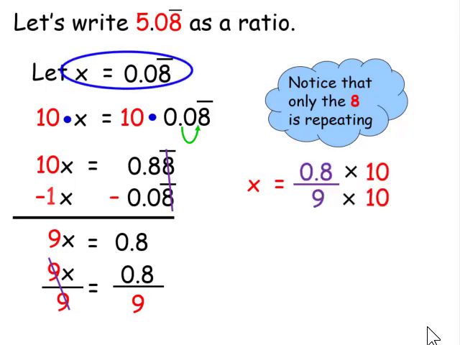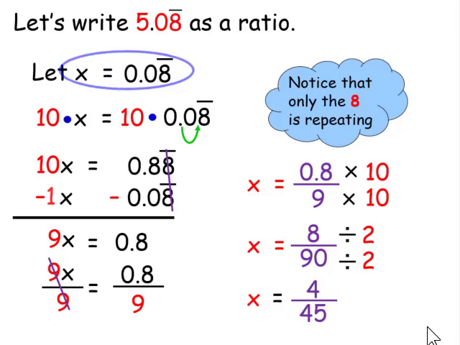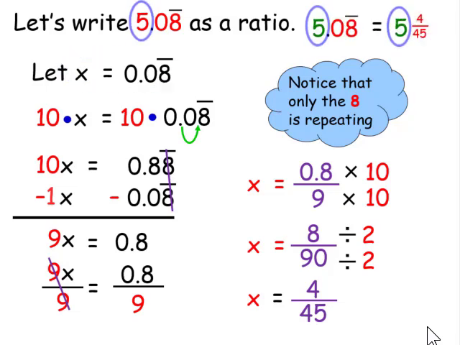Multiply the numerator and denominator by 10 to remove the decimal. X is equal to 8 over 90. Since 8 and 90 are both even, we can divide the numerator and denominator by 2. X is equal to 4 over 45. But this is not our answer. This is just a part. We know the whole portion is 5. So please do not forget to combine the part with the whole.